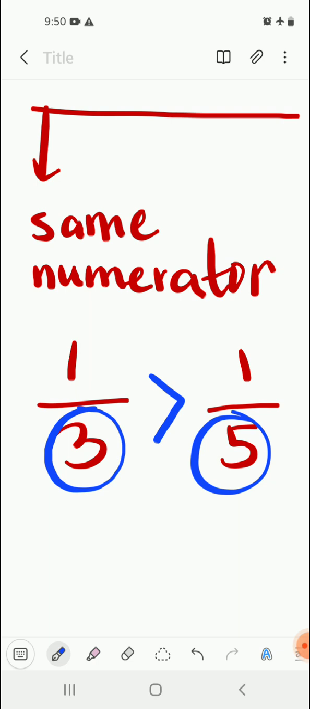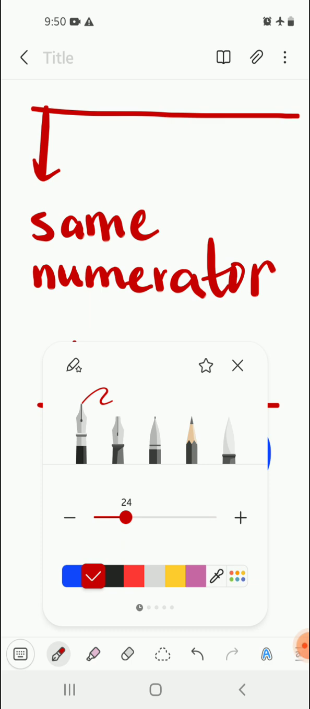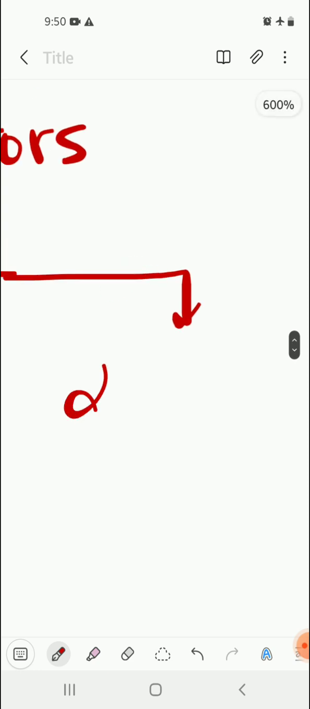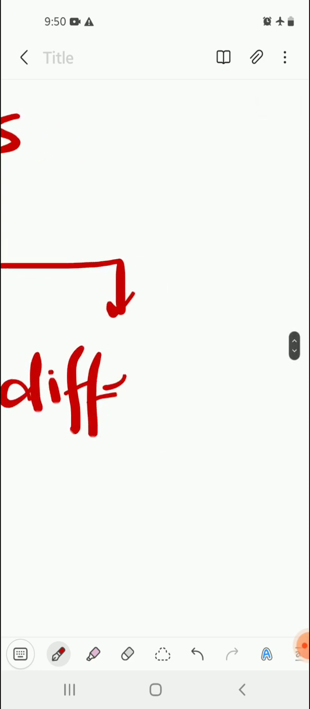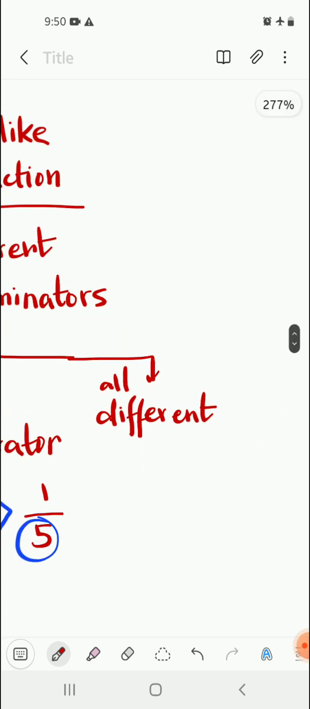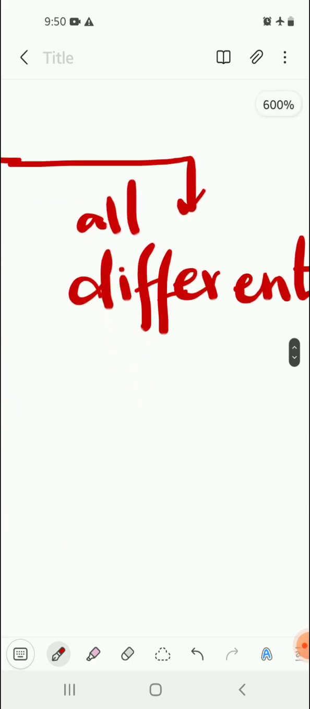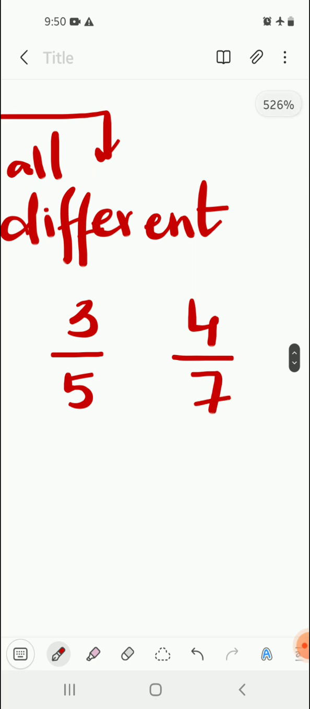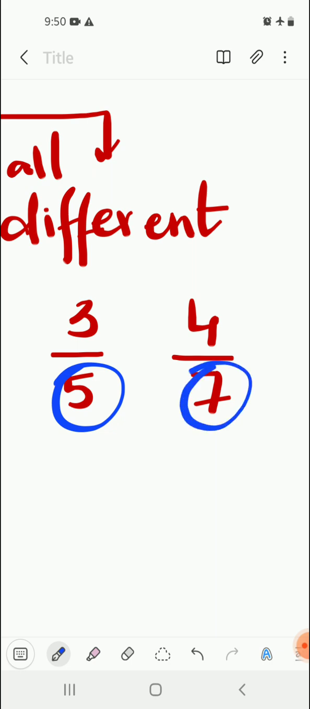Now, moving on to the next type of unlike fraction, where we have different numerators as well as different denominators. We'll say it's an all different fraction. For example, 3 by 5 and 4 by 7. Here you can see nothing is a match. The denominators are not the same, that is why it is an unlike fraction. But in this case, even the numerators are not the same. Here there is a 3 and here there is a 4.